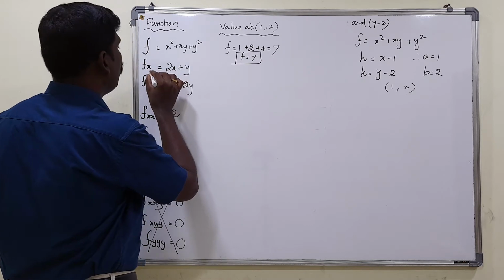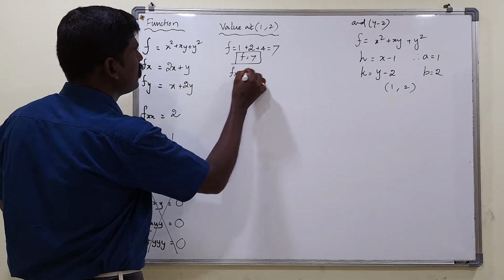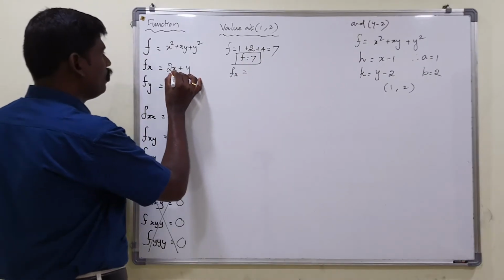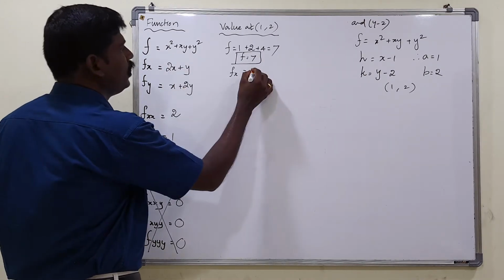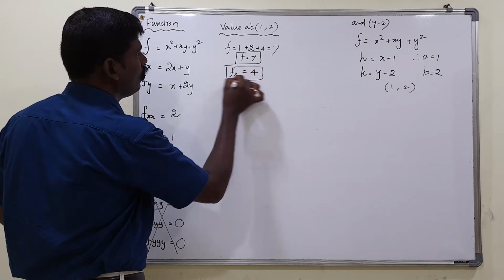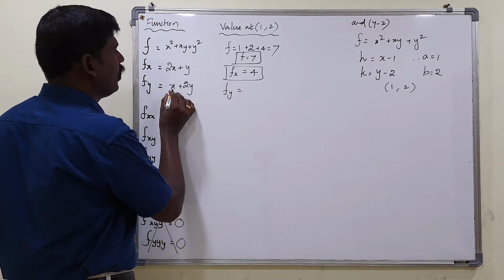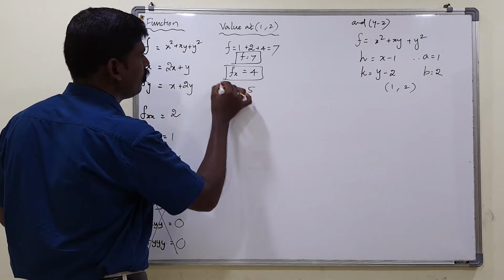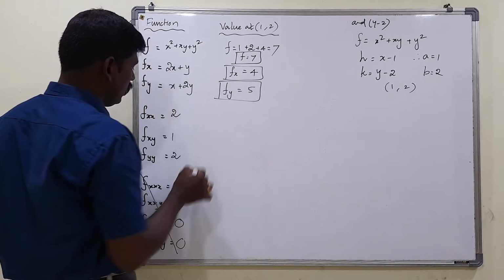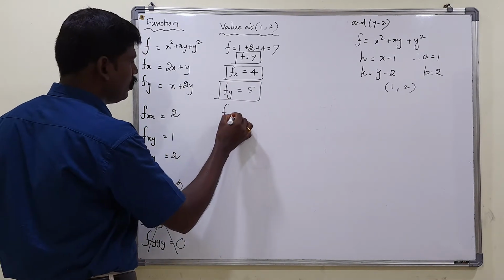And then fx, what is fx? Substitute 1, 2. 1 into 2, 2 plus 2, it is 4. And then fy is equal to, at 1, 2, 1 plus 2 to 4, 5. Right? So all the other values are the same as usual, isn't it?